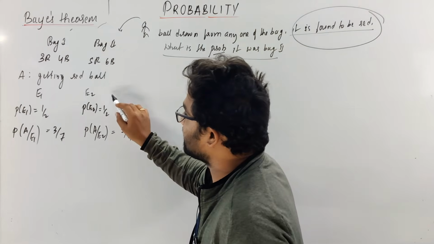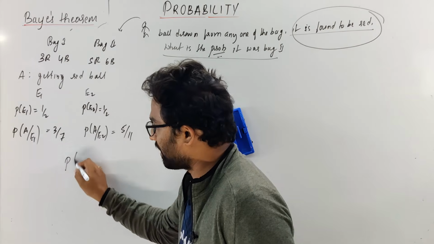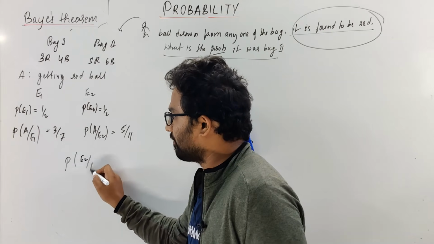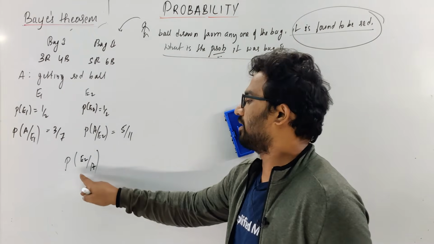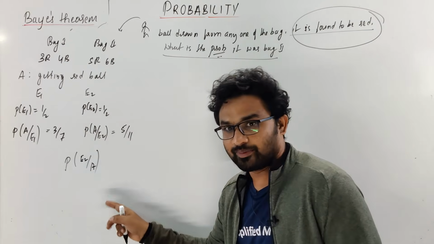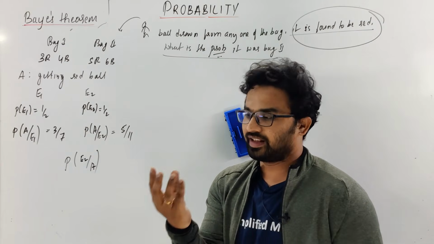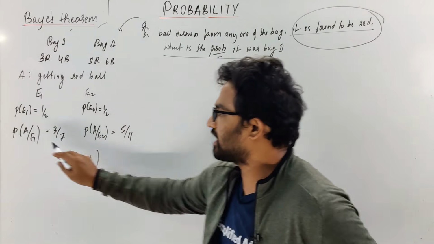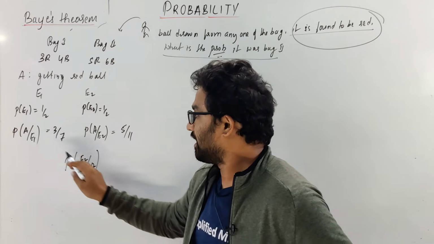And then asking what is the probability. It is found to be red, so red has occurred now. What is the probability that it was from bag 2? E2 given that it is found to be red. Please understand the meaning of A given E, E2 given E.